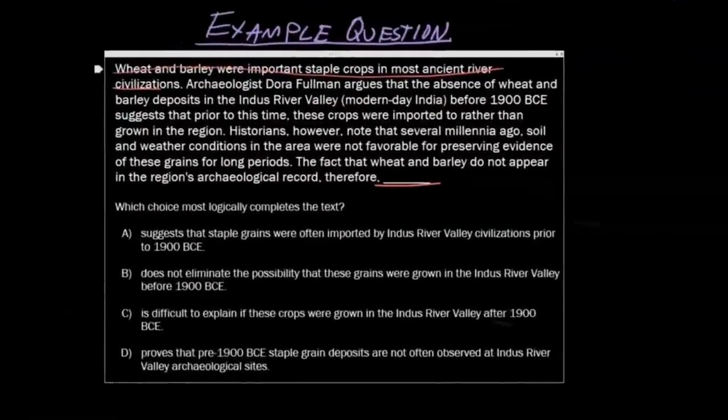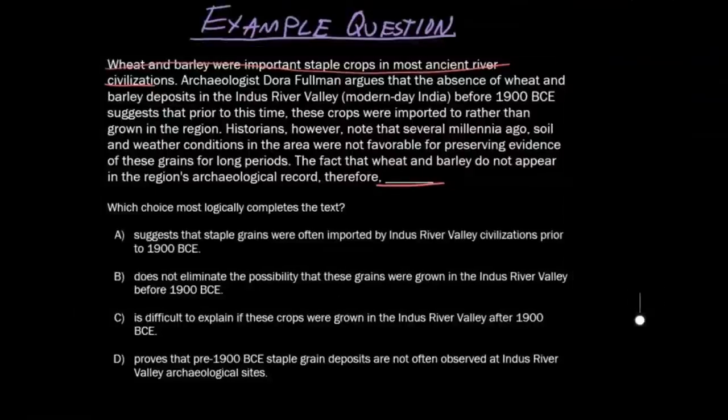So now we're going to just take a look at an example question here. Alright, wheat and barley were important staple crops in most ancient river civilizations. Archaeologist Dora Fullman argues that the absence of wheat and barley deposits in the Indus River Valley, modern-day India, before 1900 BCE suggests that prior to this time, these crops were imported to, rather than grown in, the region.